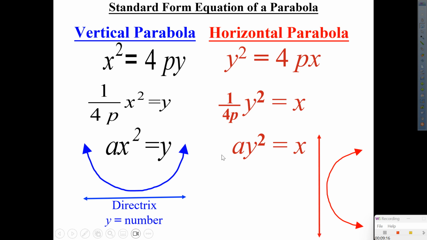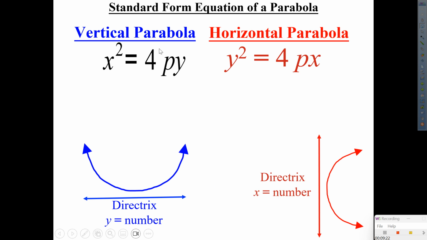So what is it I need you to copy? Just copy this one underneath the vertical parabola and this one underneath the horizontal parabola. This one in blue and this one in red. Copy that. So vertical parabola, horizontal parabola. Are we there so far?